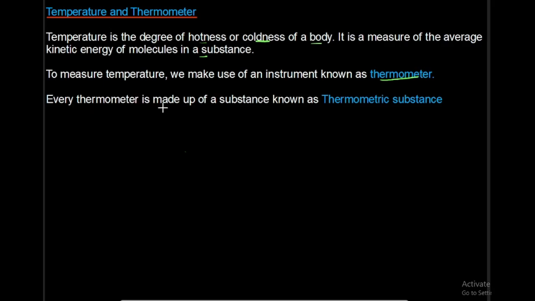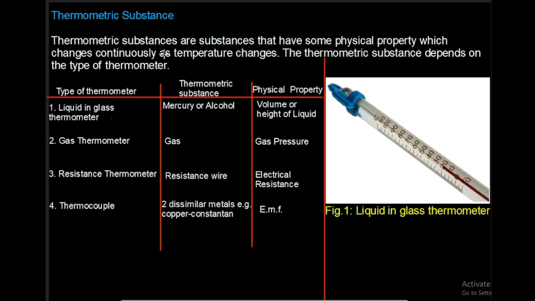Now, every thermometer is made up of a substance known as the thermometric substance. Very, very important. All thermometers have a substance known as the thermometric substance. So, what then is the thermometric substance? Thermometric substances are substances that have some physical property which changes continuously as temperature changes.